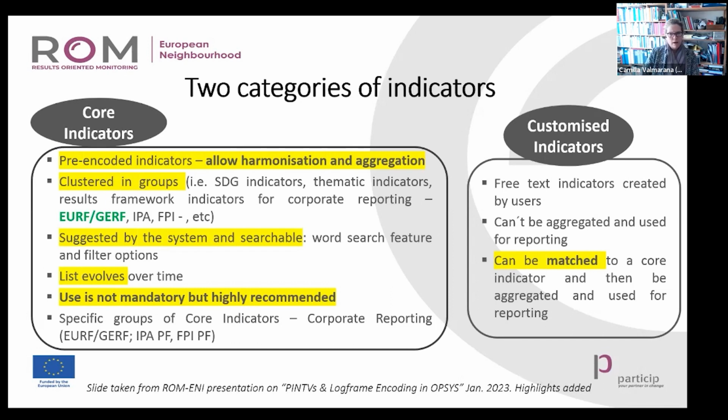And then there's a second macro category of indicators, which is that of customized indicators. These are indicators that you will basically draft to meet the needs of your intervention. So if you have a result which cannot be measured through existing core indicators, then you draft a customized indicator. Free text indicators created by the user.